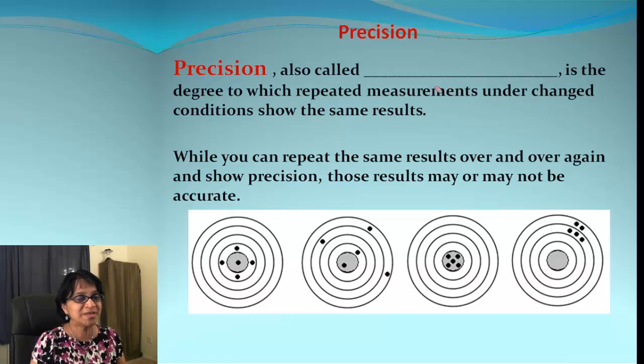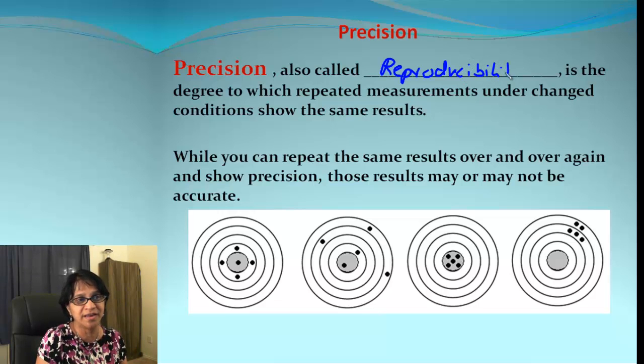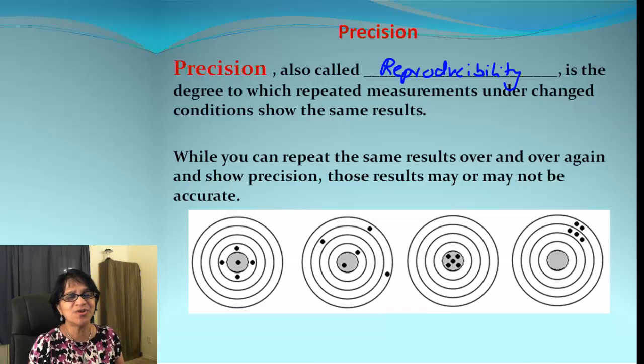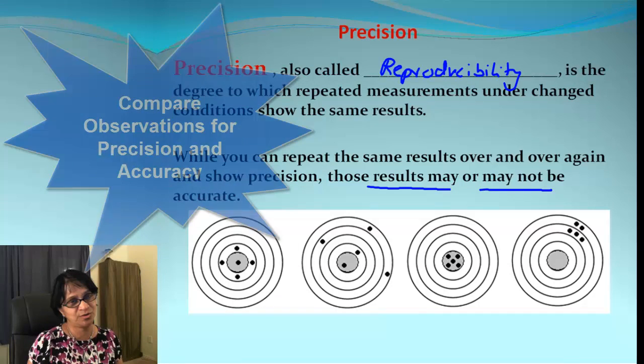So what is precision? It is also known as reproducibility. That means if we repeat the experiment over and over again, we may get the same answer, and that is called precision. Now keep in mind one thing: while doing that you may repeat the answer, but your results may or may not be accurate. So precision is different than accuracy.